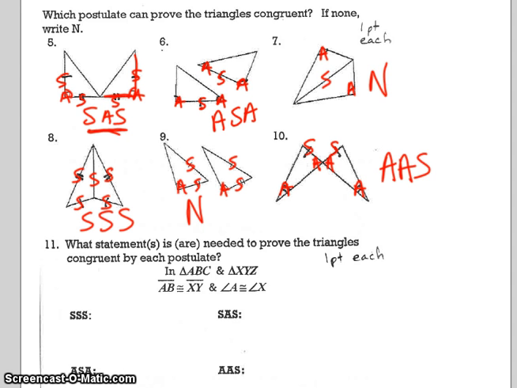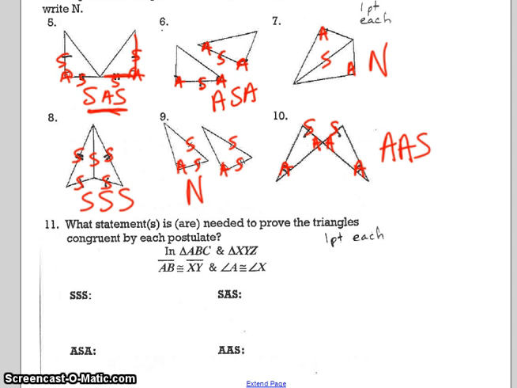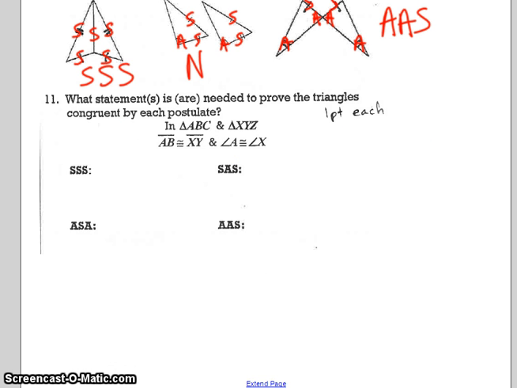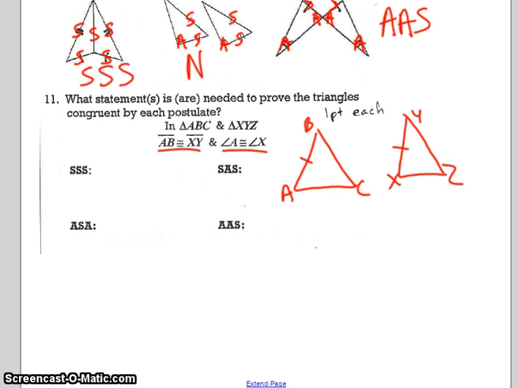All right, number 11. Write a statement or statements that are needed to prove the triangles are congruent by each postulate. So it might be wise to draw the triangles. We got ABC and XYZ. We know that AB is congruent to XY, and we know that angle A is congruent to angle X. We need to find out what else we need to prove.